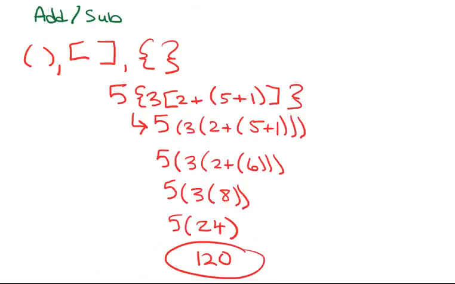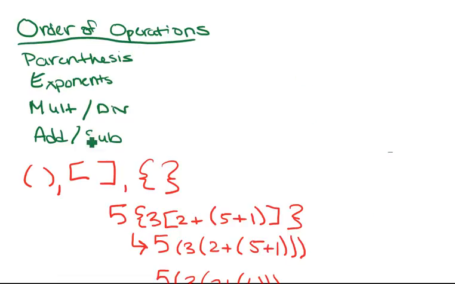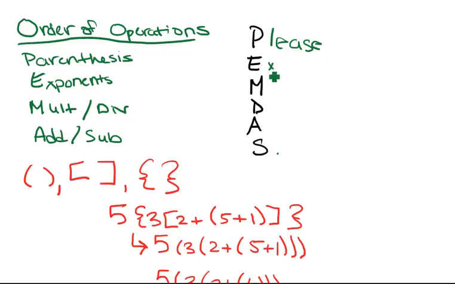Now, a way to remember all this information, we have two different acronyms. One is PEMDAS, and as you can see, that stands for parentheses, exponents, multiplication, division, addition, and subtraction. The other way you can remember is a little sentence we have. Please excuse my dear Aunt Sally. And that's the order of operations.